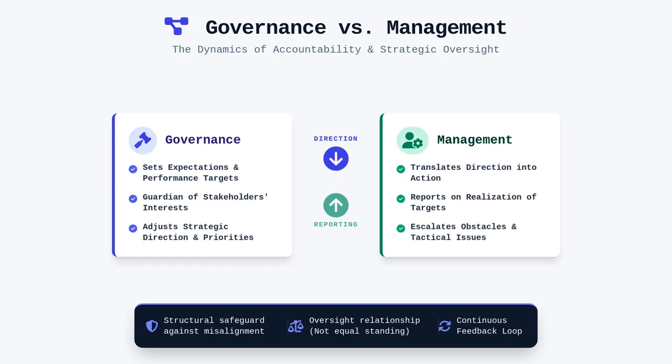It is a relationship of oversight rather than one of equal standing. Management is accountable to the governance layer, which in turn acts as a guardian of the stakeholders' interests. By maintaining this separation, an organization gains a structural safeguard against misalignment, ensuring that tactical activities do not drift away from the overarching enterprise strategy.